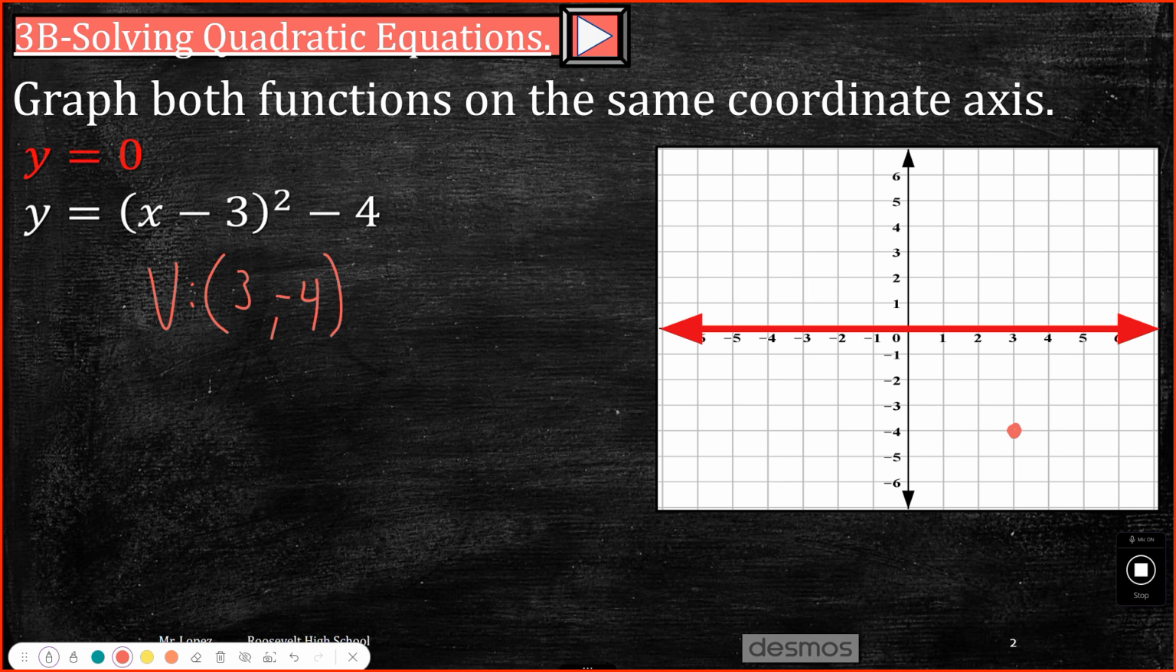And the a value for it is 1. So we're going to go up 1 over 1, and then up 1 over 1. And then we can draw the graph. Something like that.